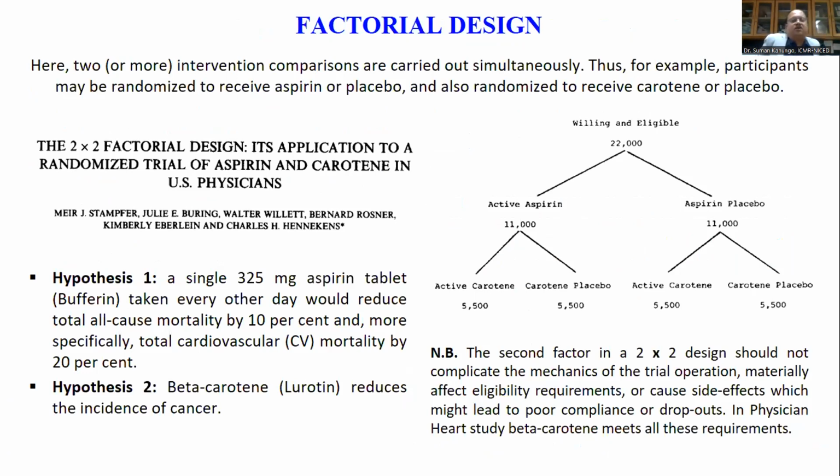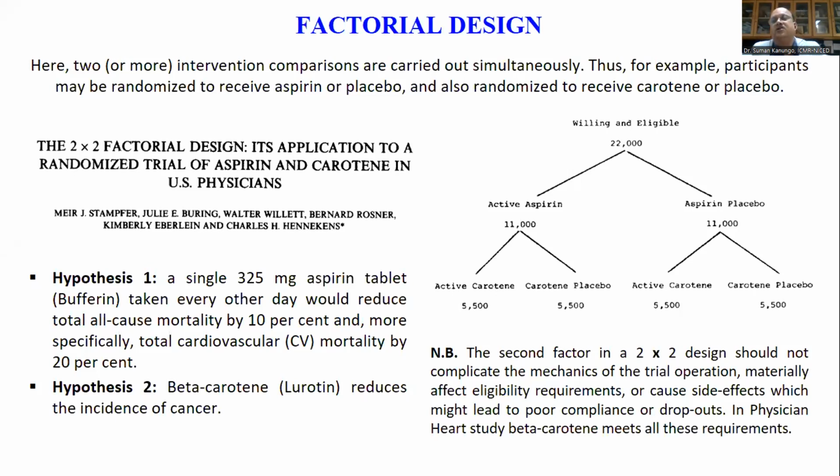Hypothesis one is that a single 325 milligram aspirin tablet taken every other day, alternate day, would reduce total all-cause mortality by 10%, and more specifically, cardiovascular mortality by 20%. That is our hypothesis one. Hypothesis two is that beta carotene reduces the incidence of cancer. We want to study both.